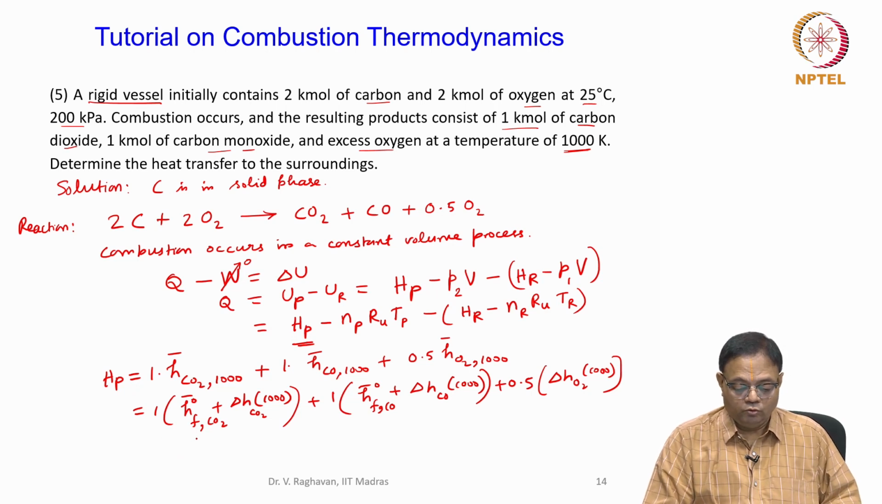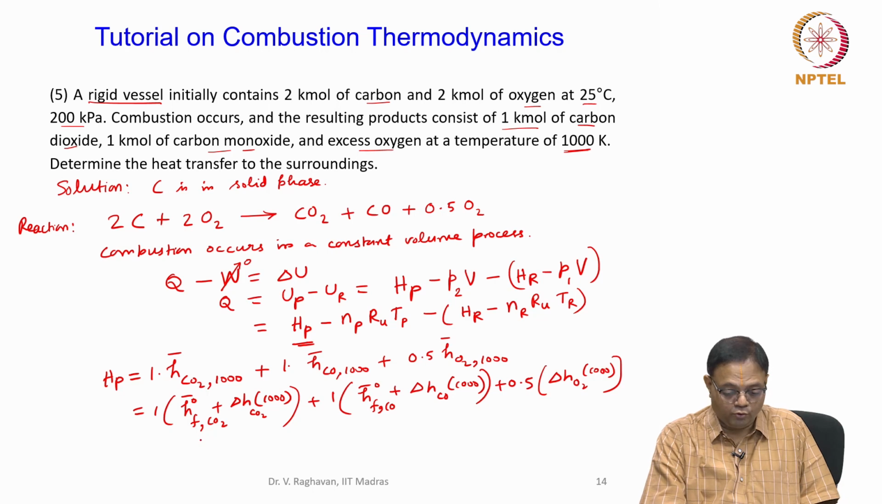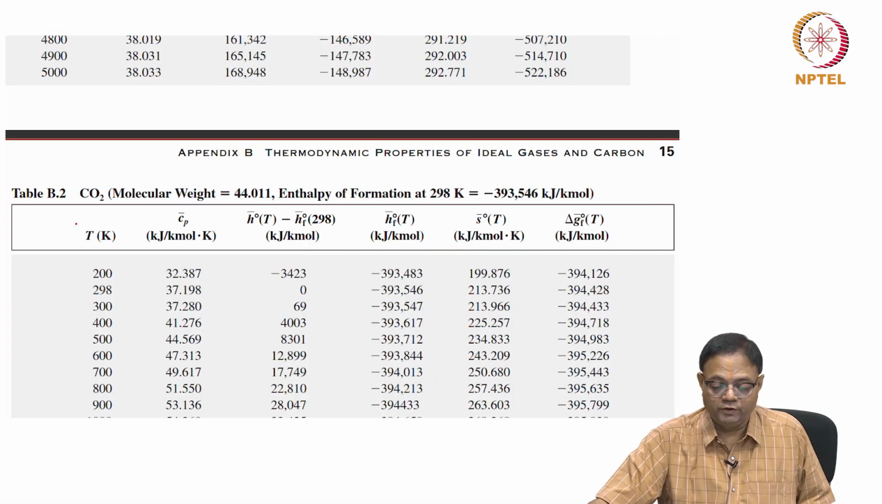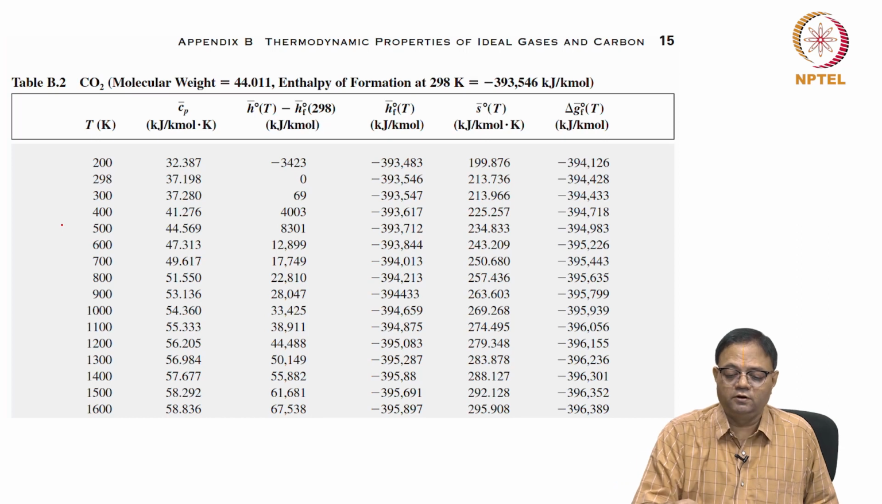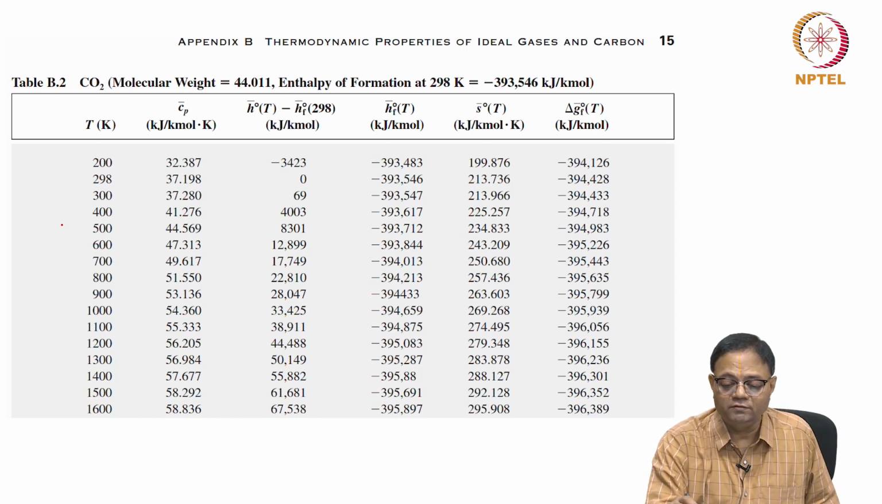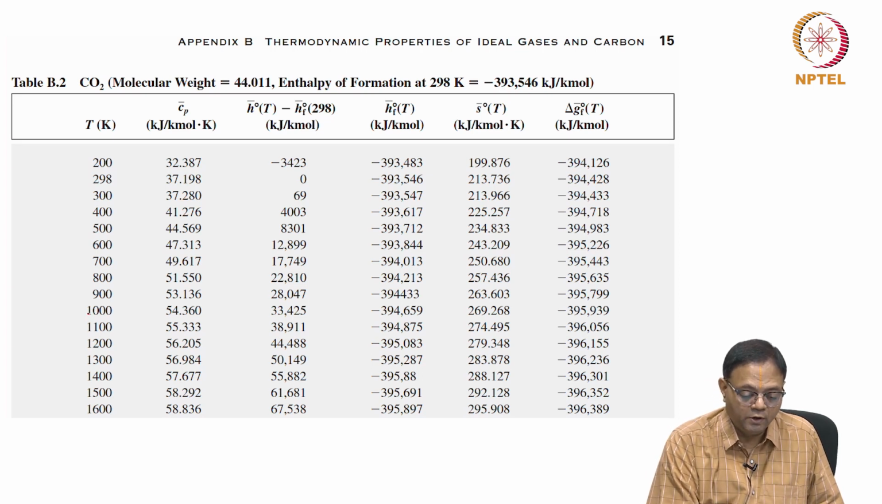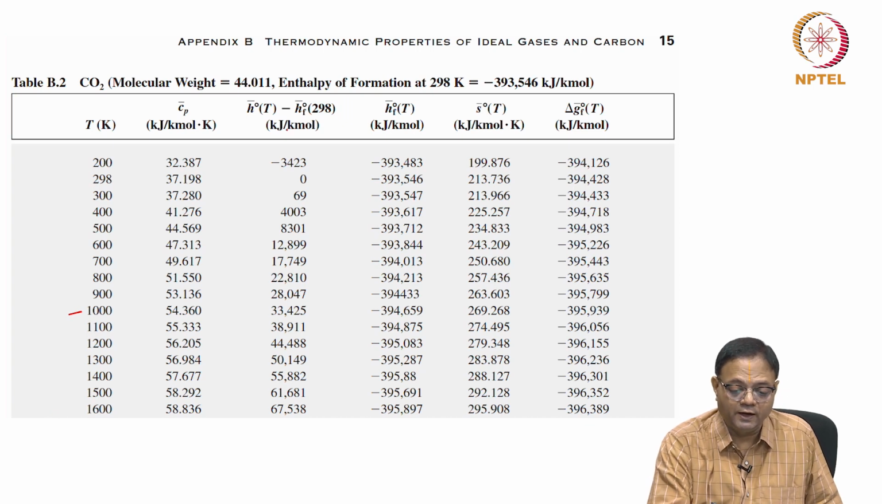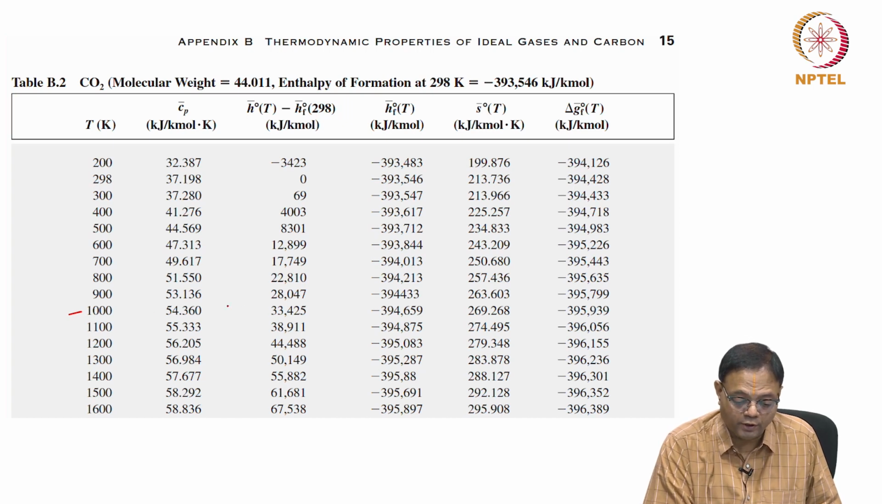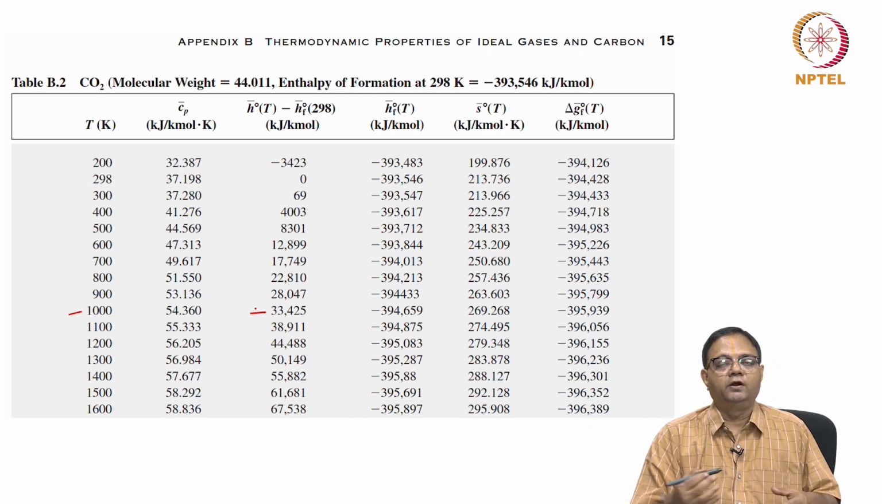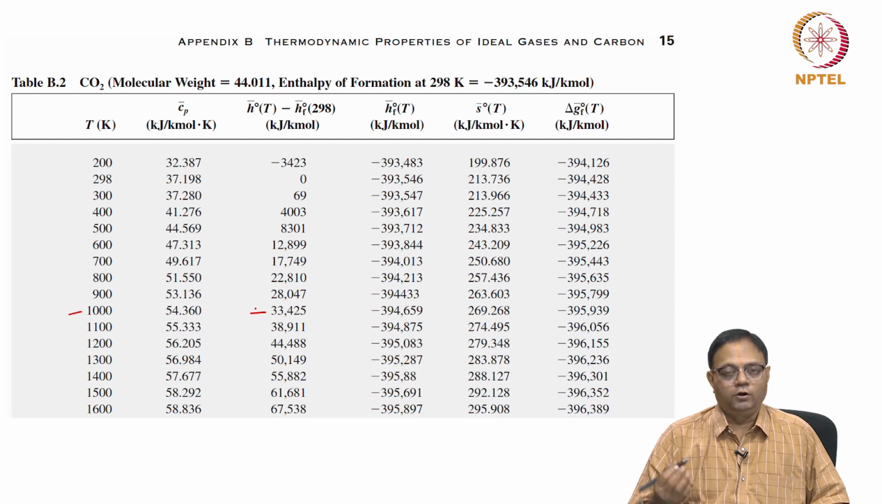Now, to fetch the values we have to go to the tables. I will show you a typical table for CO2. If you see enthalpy of formation, this is a typical table. You can also use the NIST database. So, enthalpy of formation is given here. You can take minus 393,546 kilojoule per kilomole. Similarly, at 1000 Kelvin, delta H, that is H at a particular temperature minus H of enthalpy of formation, is given for CO2. Here you can take 33,425. Similarly, we can fetch the values for CO and O2.